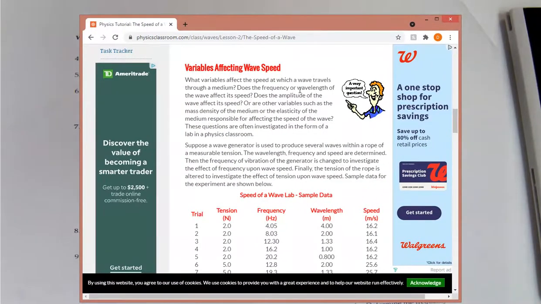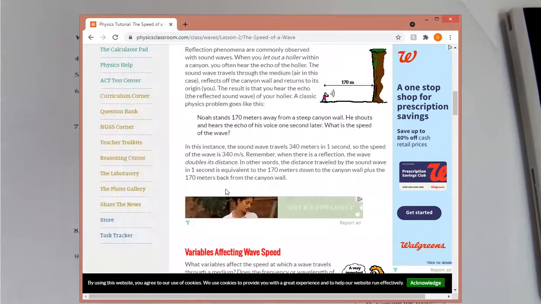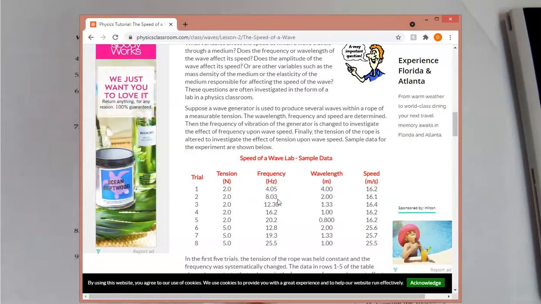They did an experiment, right? They have a wave generator that makes waves. The tension is in newtons. That's just like the tightness of the rope. It's those things that wobble up and down and make waves. We have the frequency and the wavelength, and then the speed is last, the velocity.